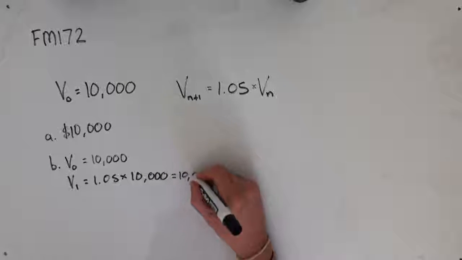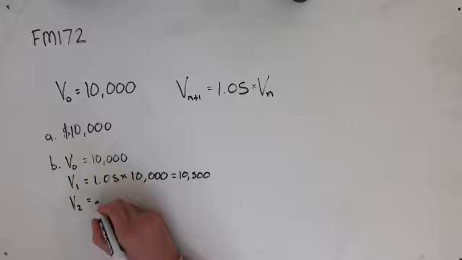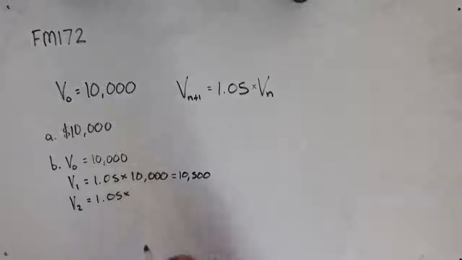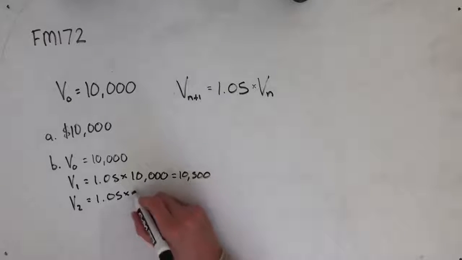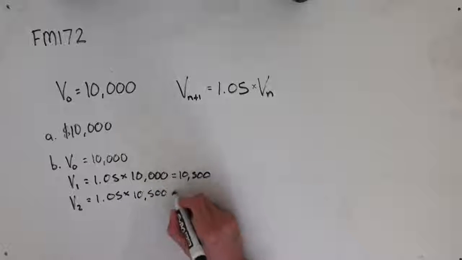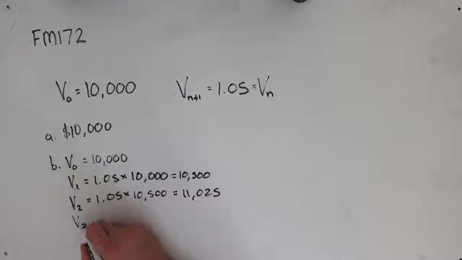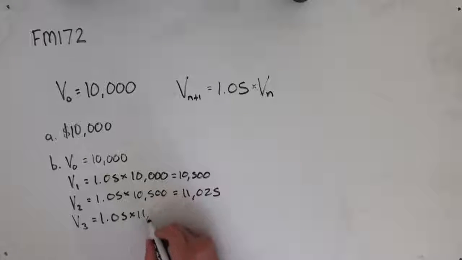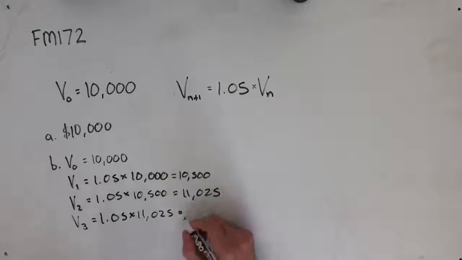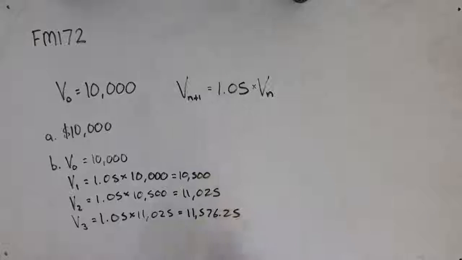This equals 10,500. After 2 years, V2 is 1.05 times, and once again taking the value from the most previous step, so this time 10,500, equals 11,025. And V3 is 1.05 times 11,025, which will equal 11,576.25. And that will satisfy the question.